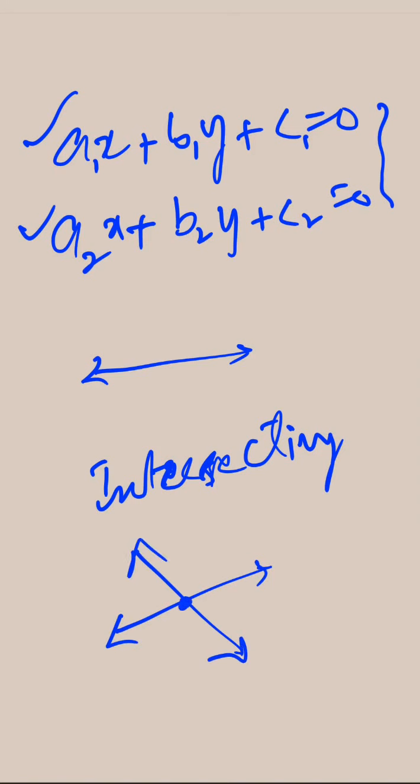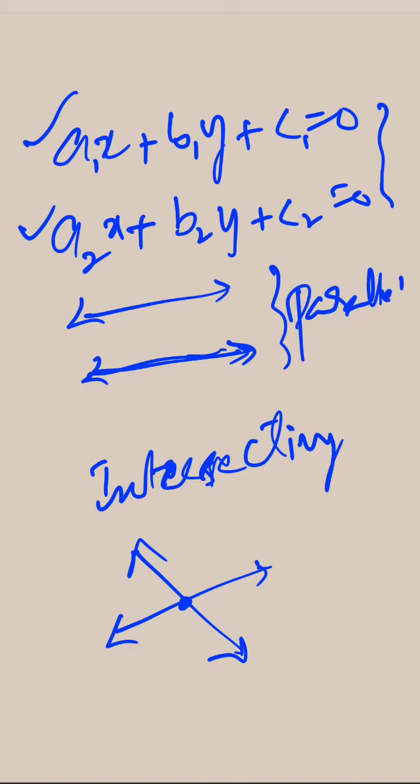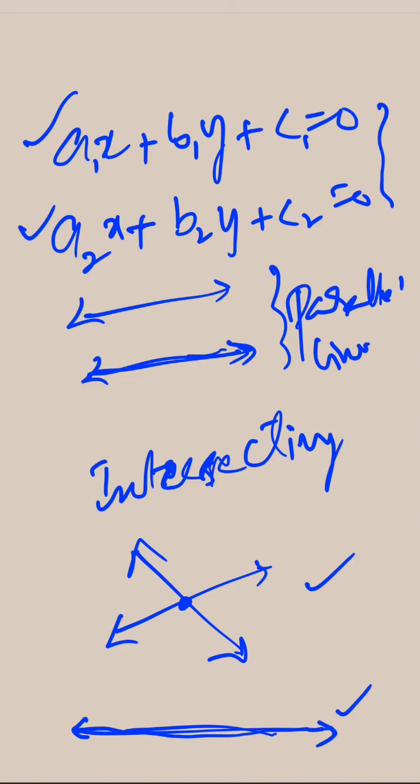Another one is, if one line is like this and the other line is like this, they are not intersecting. If the distance between these two is always the same, we can say they are parallel lines. And one more is coincident lines. That means one line lies on top of the other line. So like that, three ways we can represent this pair of lines, pair of equations.